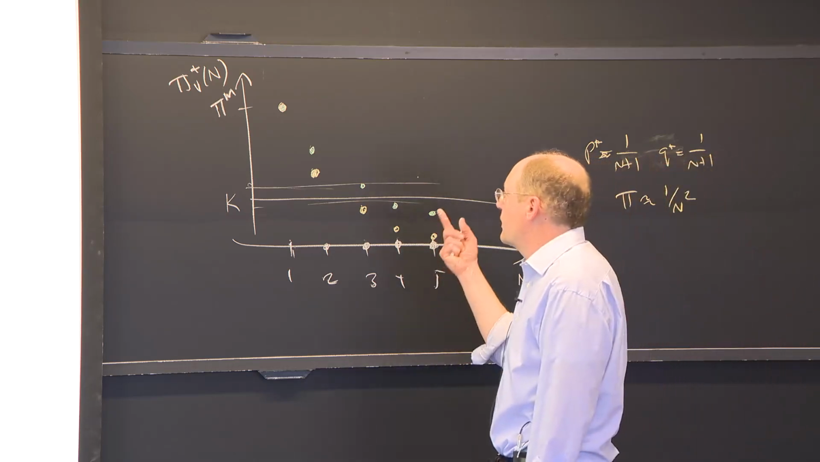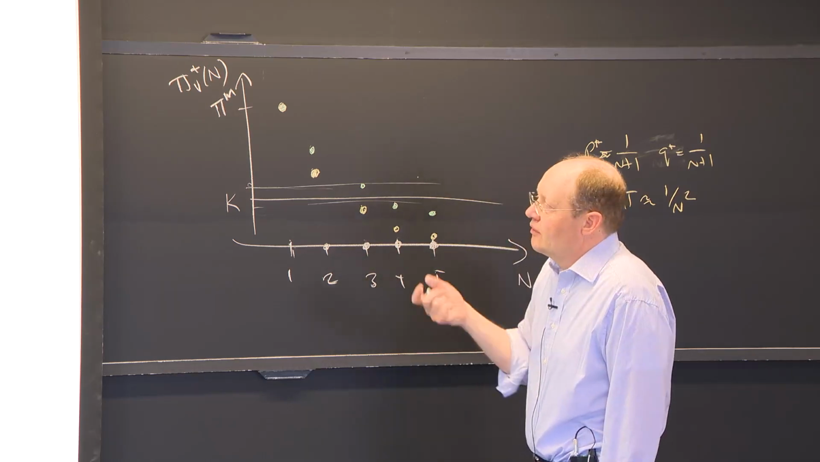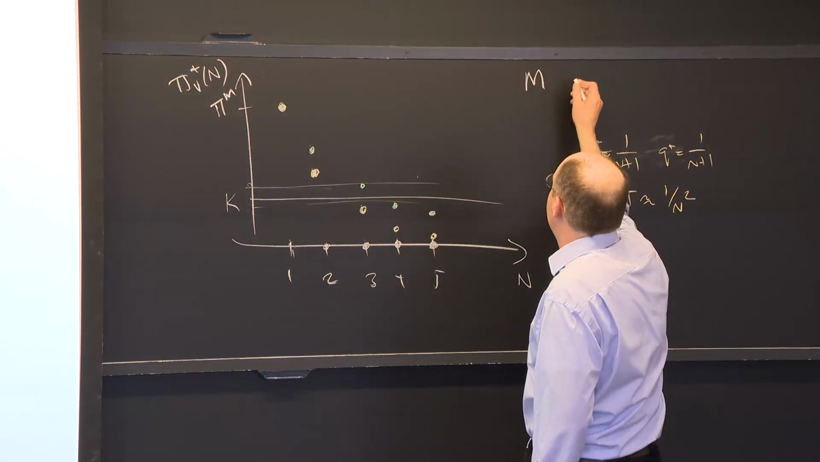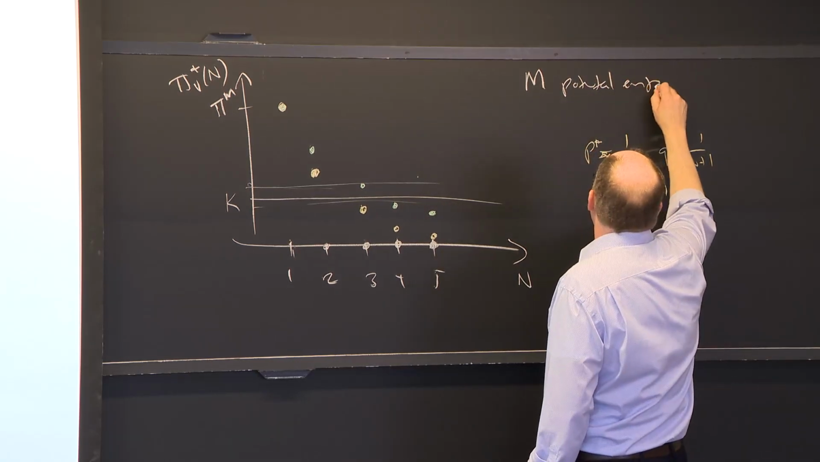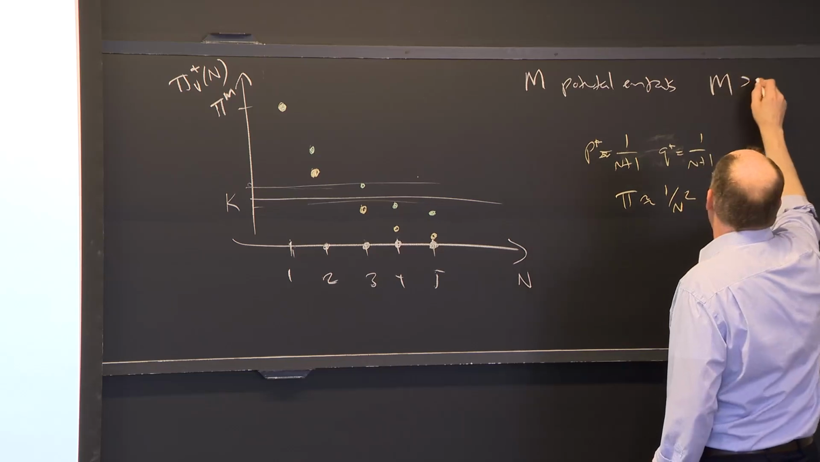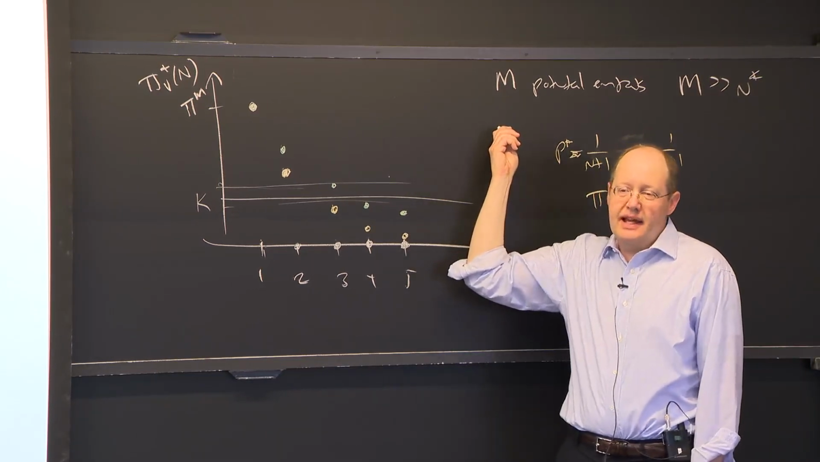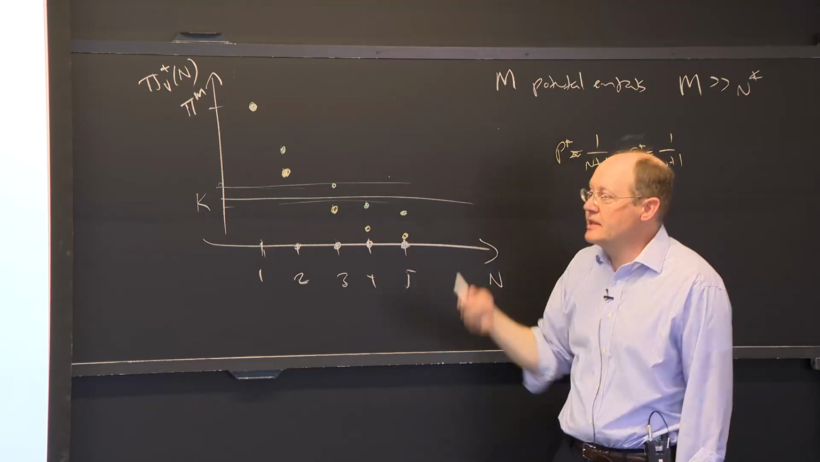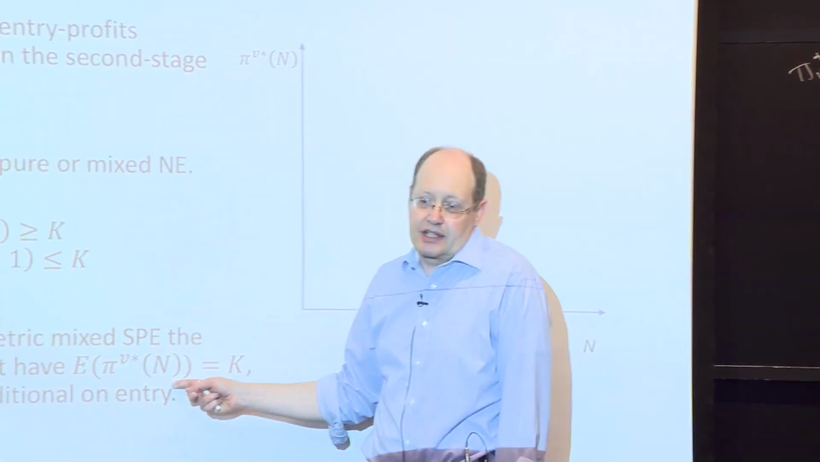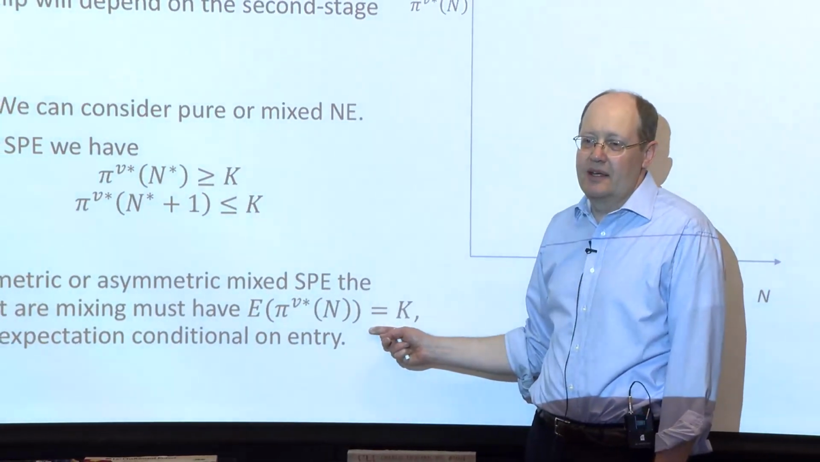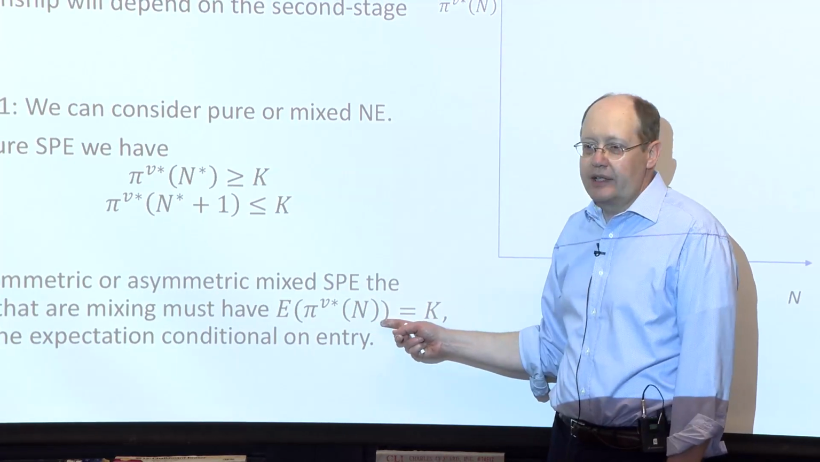You could also think of a mixed strategy equilibrium solution. If there's some large but finite number m of potential entrants, where m is much bigger than n star, you could think of m firms each mixing in or out, and then you get a mixed strategy equilibrium. In the mixed strategy equilibrium, all the firms that are mixing have expected profits exactly equal to k.